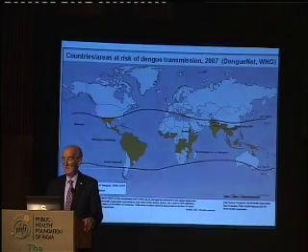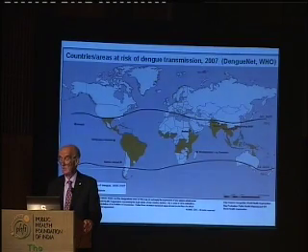Here in 2007 is the distribution of areas of risk of dengue transmission as published by WHO. Includes India and notice Queensland there in the northeast of Australia.